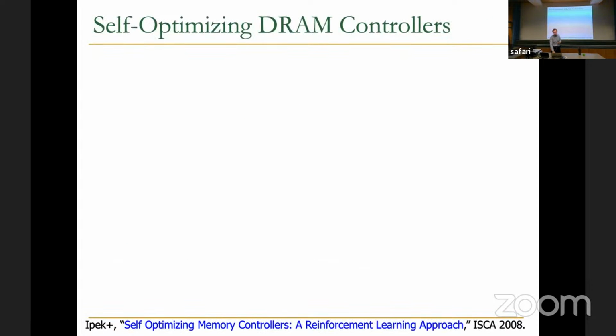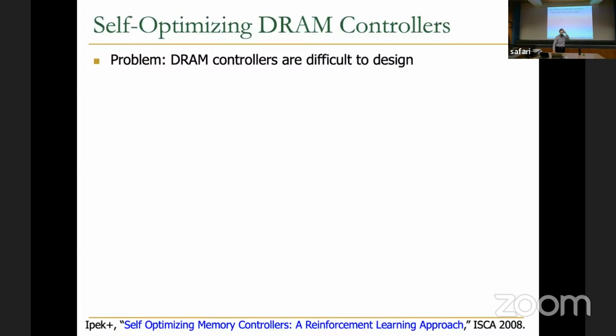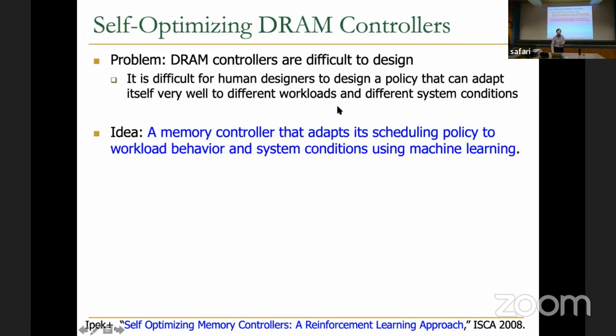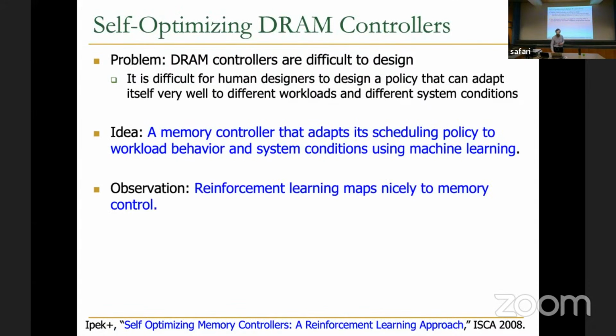This is the idea we had in 2007 or so. Basically, the problem we've discussed. Essentially, it's difficult for human designers to design a policy that can adapt itself very well to different workloads and different system conditions. The idea is to have a memory controller that adapts its scheduling policy to the workload behavior and system conditions using machine learning.